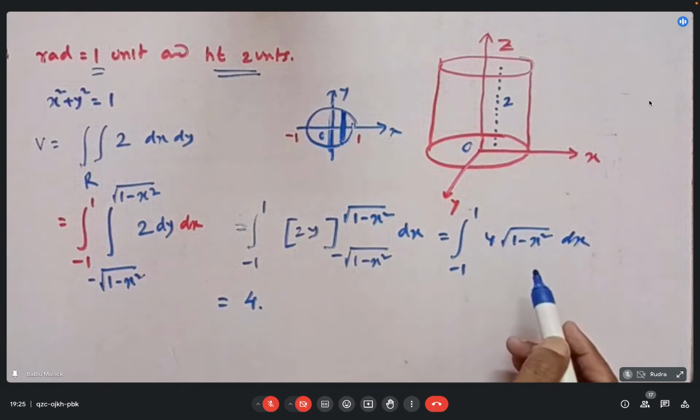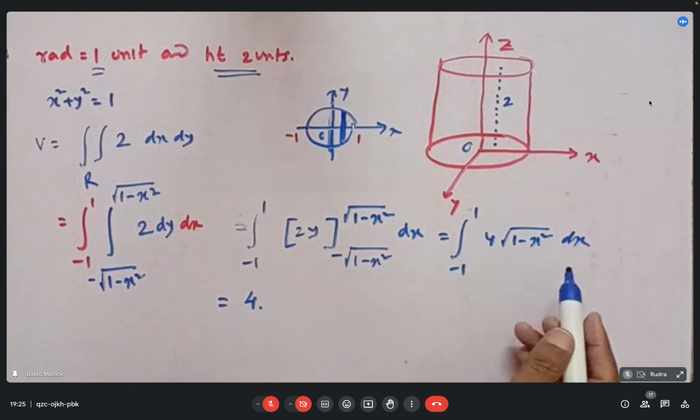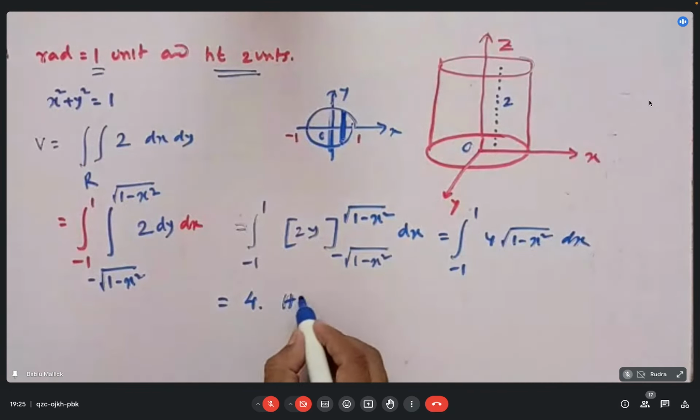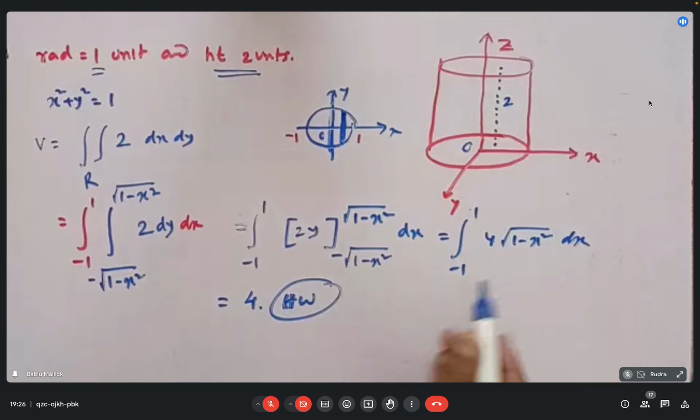So this will give you 4 into, what is this integration? This integration you will do, this is homework. There is a formula, root of a square minus x square, this integration. Use this formula, then easily you can find the result.